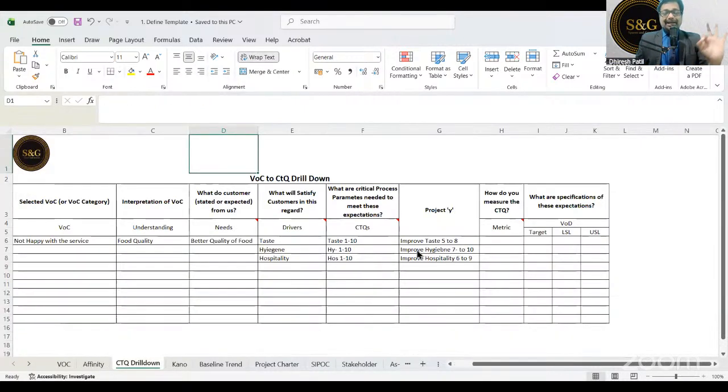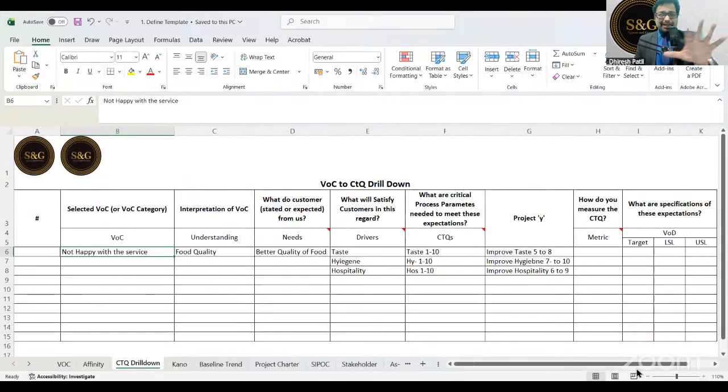Then critical to quality drill down, CTQ drill down. Now CTQs, critical to qualities, are the measurable attributes which can impact the quality, which can impact the satisfaction. Example, I'm not happy is the voice of customer. This is just one example I'm going through. I'm not going through the entire CTQ drill down process. Then what we have understood is that the customer is not happy with the food quality. What he is expecting is a better quality of food.